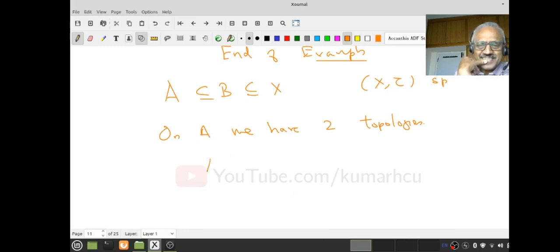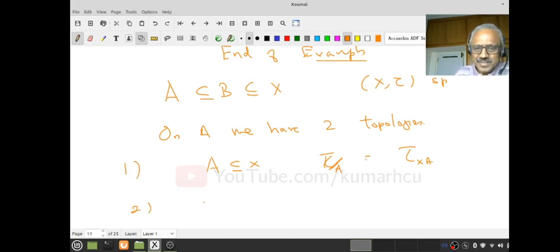Yeah, I can construct A as a subset of X, therefore I have, let me write it for precision's sake, tau XA, that is, the topology on X induces a topology on A. Now I'm sure you know what I'm going to say. What is the second topology? This is the first topology.